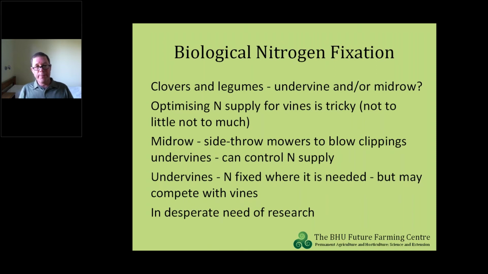So the kind of options are grow the legumes in the mid-row, and we can use mowers to move the clippings under the vines so we have a level of control of nitrogen supply, but then we're driving tractors and mowers around. There's some sense to putting the legumes under the vines because that's where the vine roots are and where they want to take the nitrogen up from, but harder to control the supply, and those legumes may compete with the vines for water, for example.